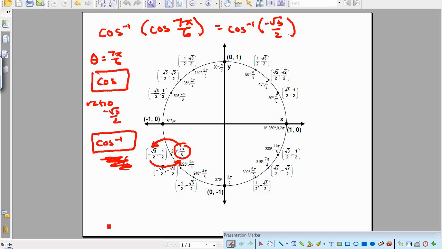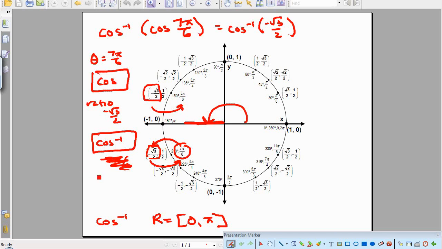And the reason for that is, again, that cosine inverse has a range that goes from 0 to pi. Because it goes from 0 to pi, you get blocked right here. You never get to 7 pi over 6. So although this is what you were looking for, you are not going to find it down here. You're going to find it up here at 5 pi over 6. And so the answer that you do get out is 5 pi over 6.